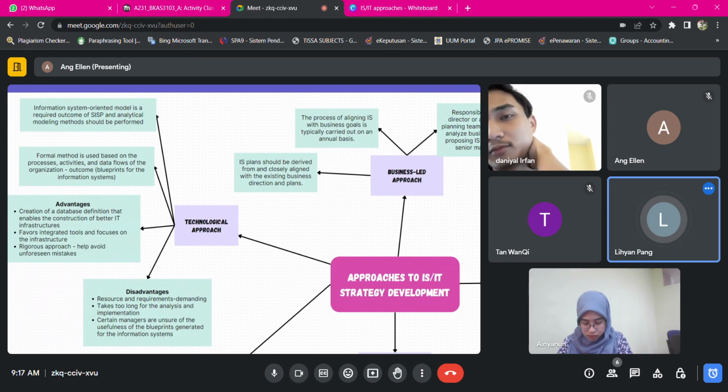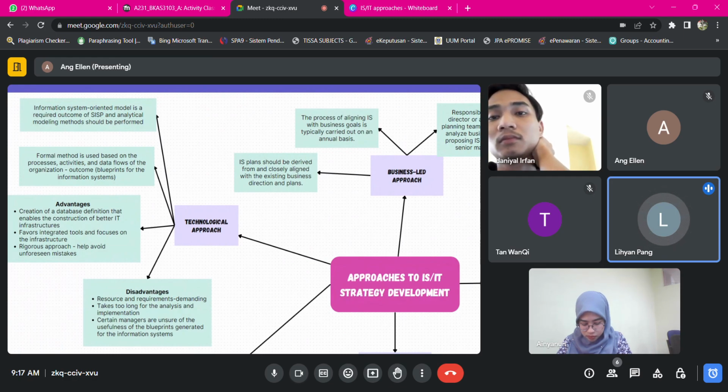And then the advantage of using the technological approach is that it allows IS directors to create a database definition that enables them to build better IT infrastructures. It also favors integrated tools and focuses on the infrastructure. And it is a rigorous approach that helps avoid unforeseen mistakes.